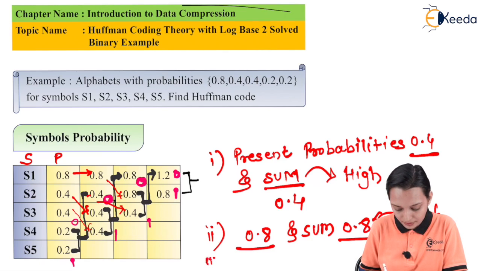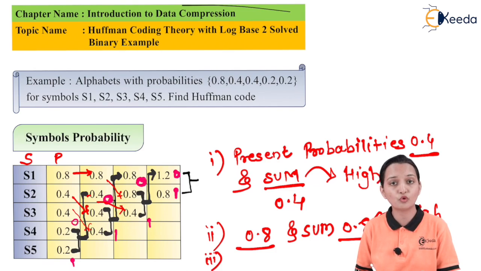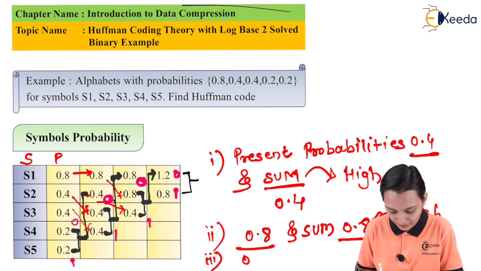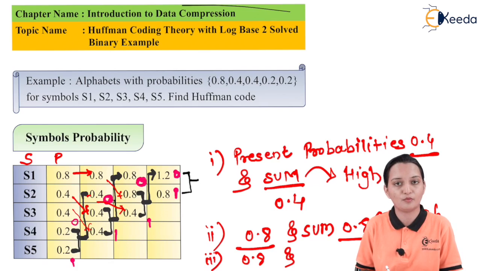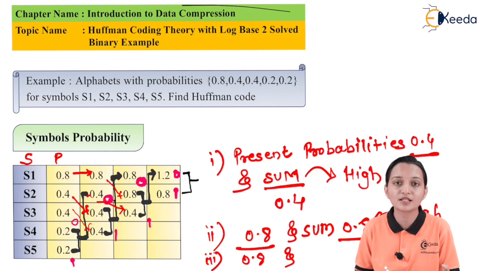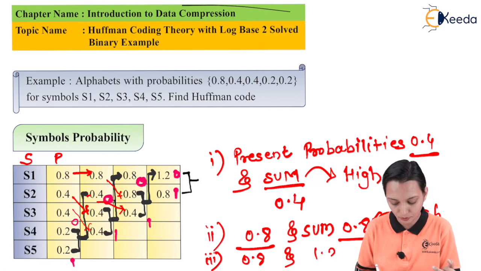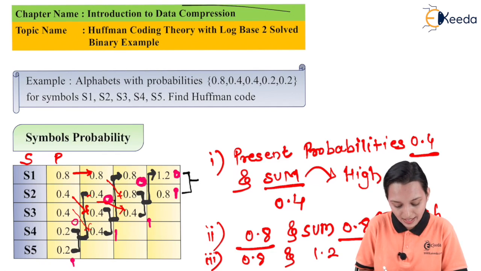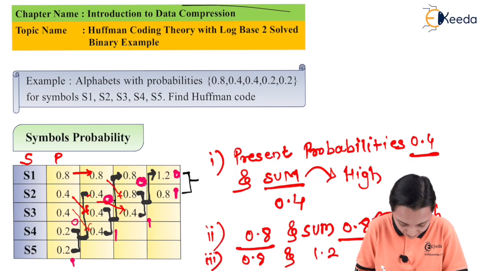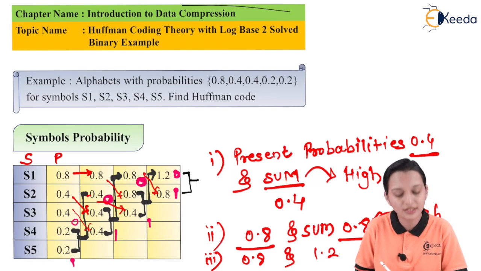Now, in step number 3, what is the present highest probability? That is 0.8. And what is the sum of the last two lowest probabilities? 0.4 plus 0.8. That is 1.2. So the sum is higher, so shift the sum, that is 1.2, and this 0.8 will come over here.